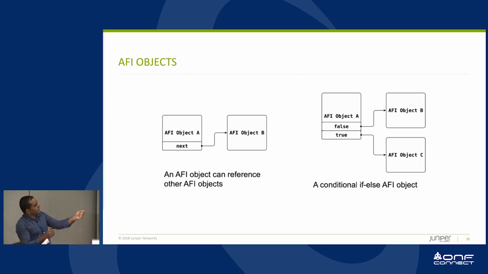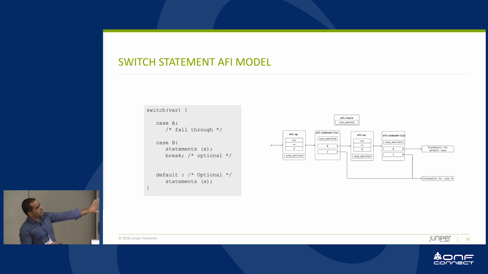So these are very rudimentary examples of AFI nodes. Each AFI node can point to the next AFI node, and if you want to implement the semantics of if and else, then you can use an object which does some comparison and jumps to one or the other AFI node. So this is the simplistic view. In the next slide, a little bit more detail, right? Let's say you want to implement a switch statement in these objects. Here we are using an AFI op object, an AFI index list object, and an AFI field object. Using these three objects, we have implemented a switch statement, right?